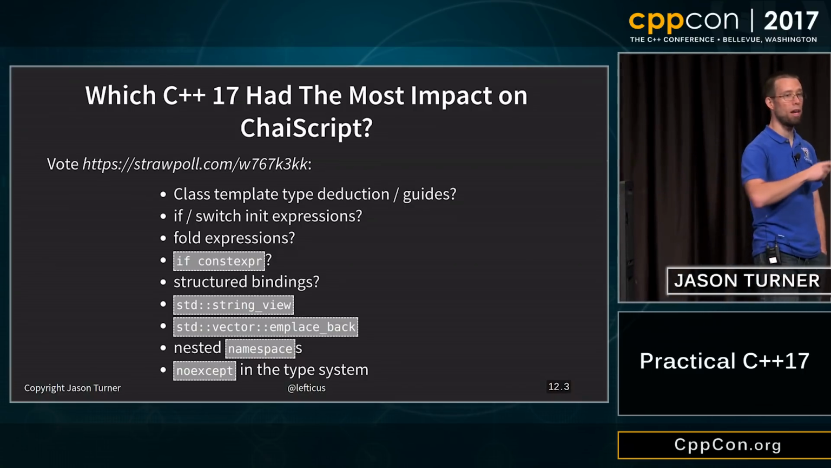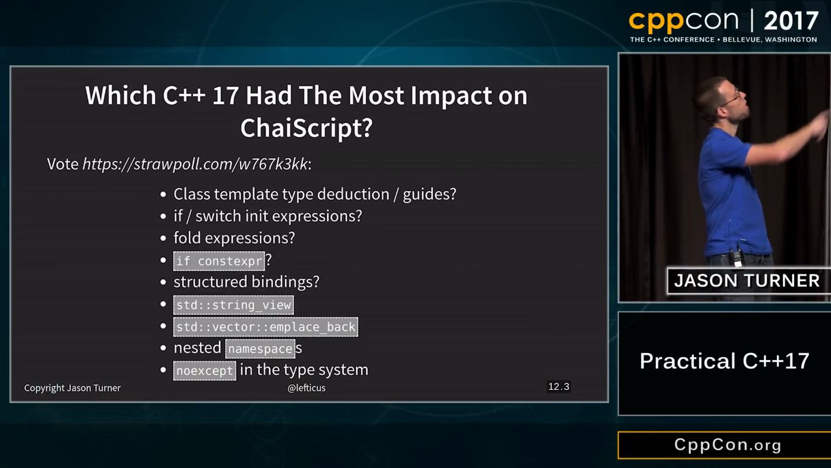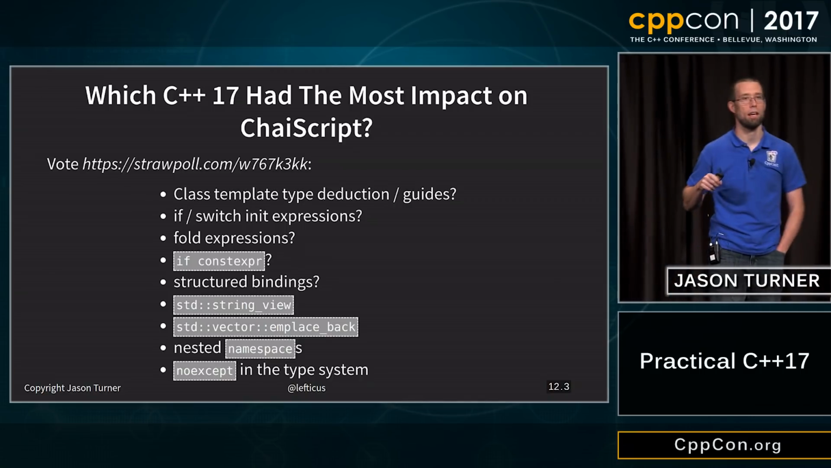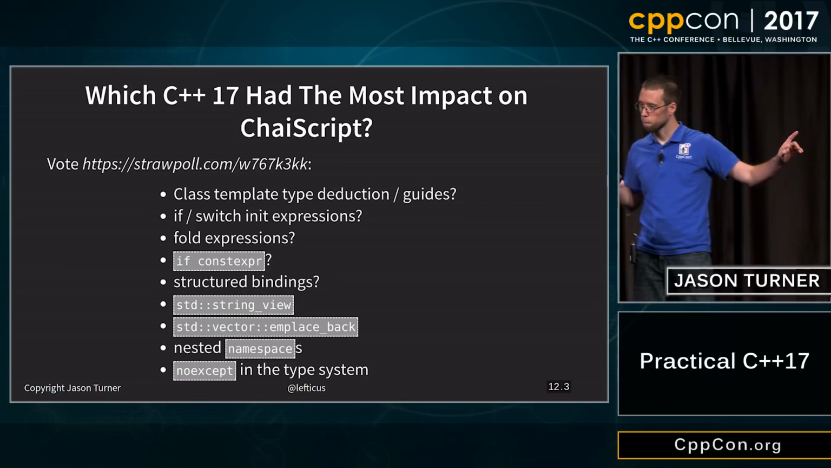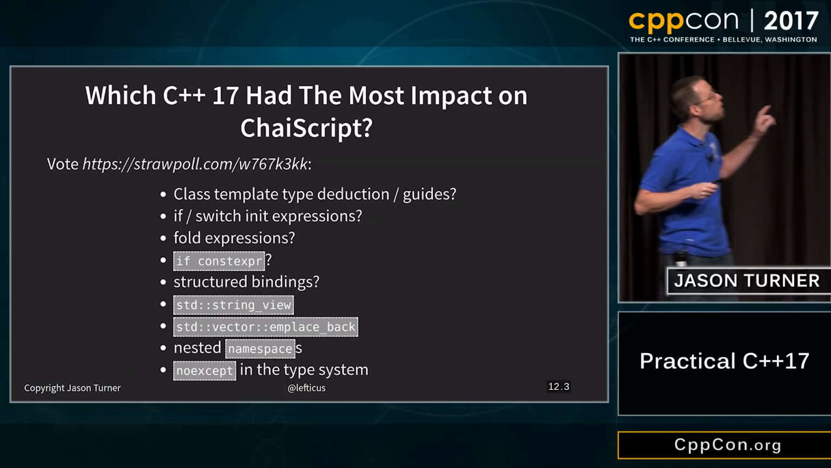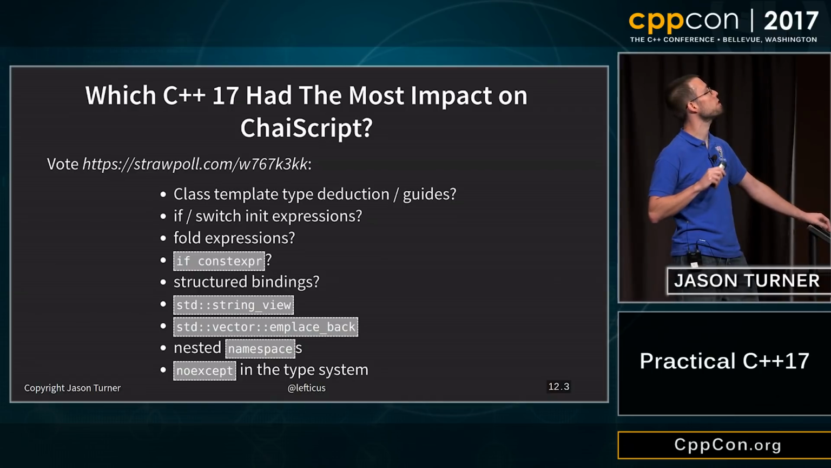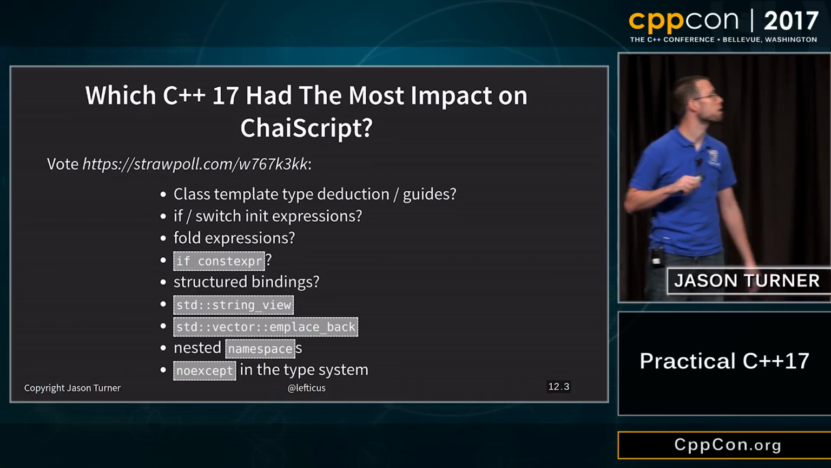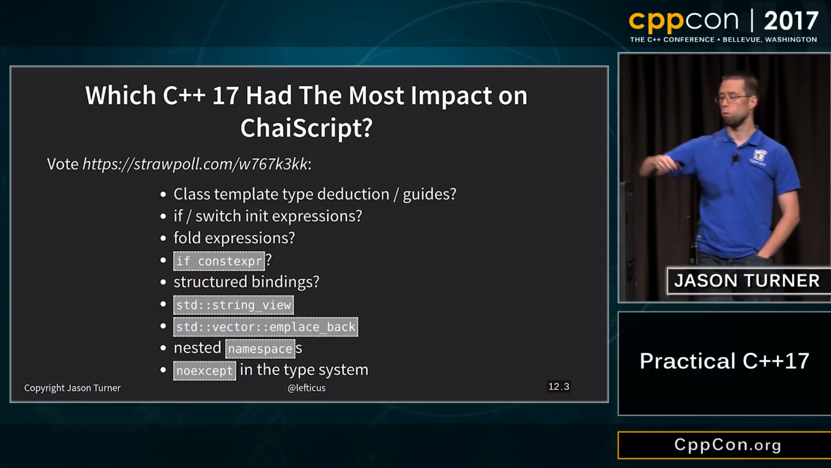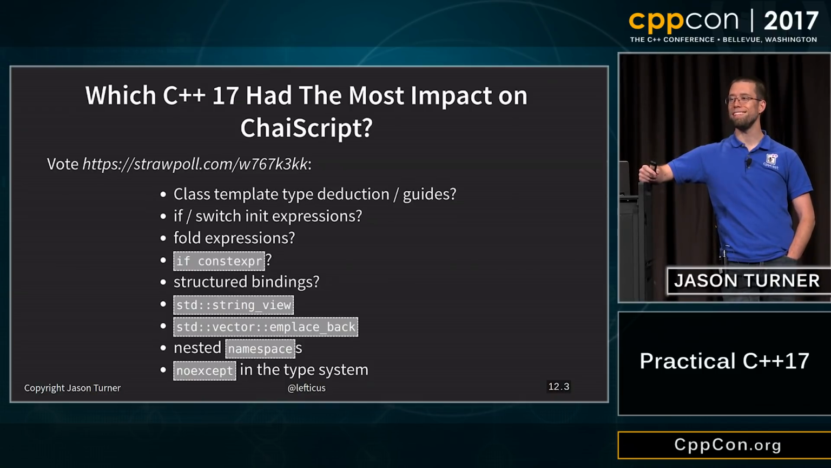Okay, I have a poll up if you have your internet-enabled device. strawpoll.com/W767K3KK. If you can see that, then you can vote on what you think of these options: class template type deduction, if-init expressions, fold expressions, if constexpr, structured bindings, string view, emplace_back, nested namespace, and noexcept would have impact on an existing code base. And then I am going to go through them in order of least impact to most impact.